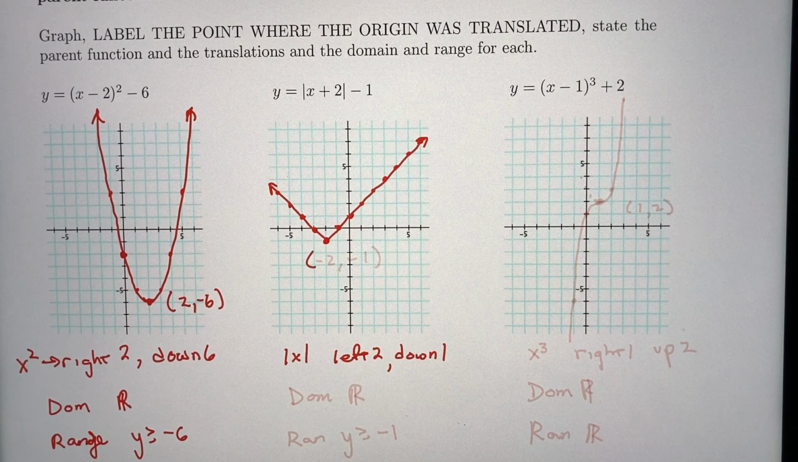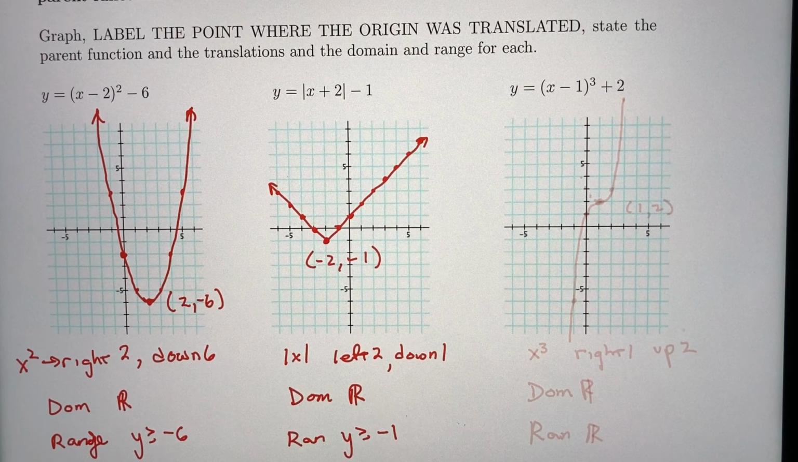The point here is (-2, -1), and the domain is all reals. The range is getting above negative 1. You can hit negative 1. If you trace at negative 2, you actually do get negative 1. But then you go up from that.